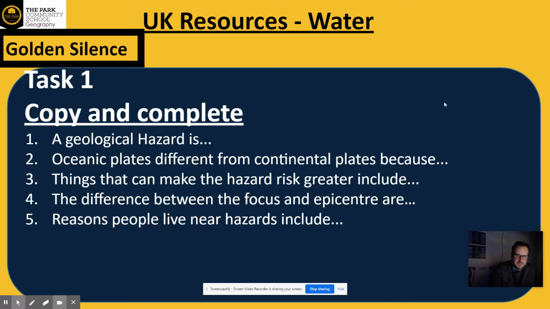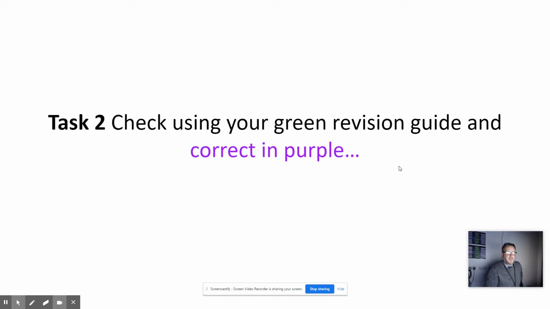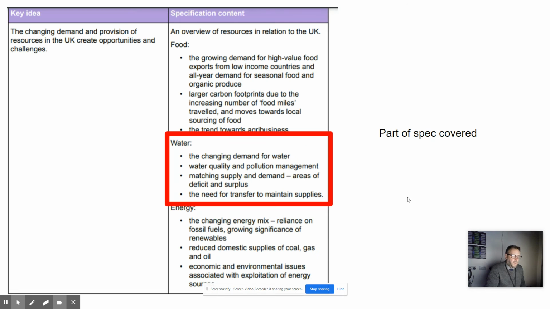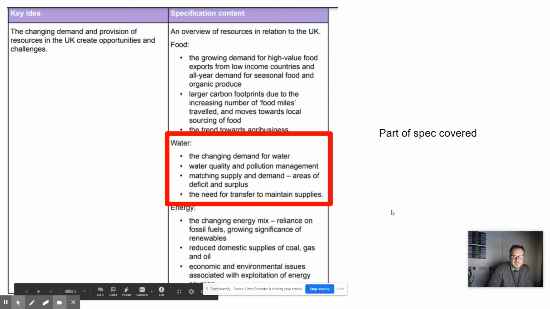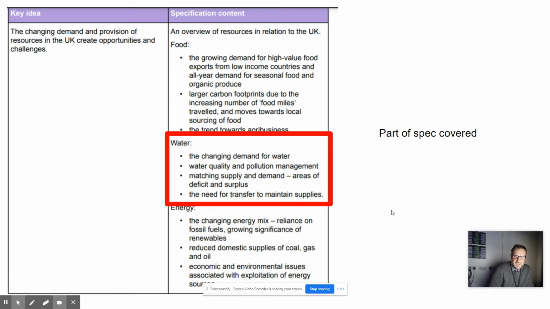Hopefully I'm unpaused now. We're looking at water. Okay, and we're going to look at the demand for water, how we manage the quality and pollution of water courses. We'll look at supply and demand, and we're going to look at how we can match that supply to that demand. And that's what we're going to cover in the next few lessons. So we'll look at the resource that is water. We looked at food, and I thought it was jolly interesting, but we're looking at water in the UK now, which I think is also jolly interesting, so stick with me.